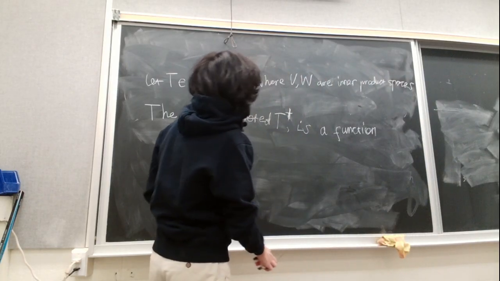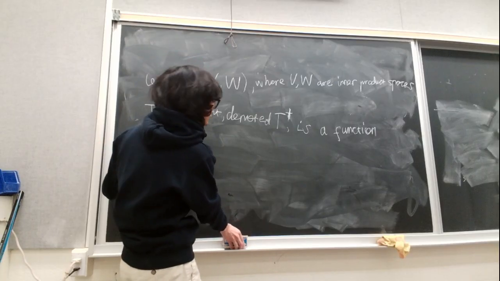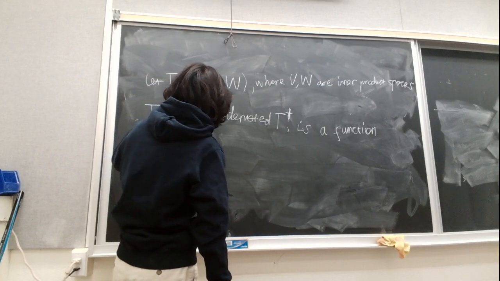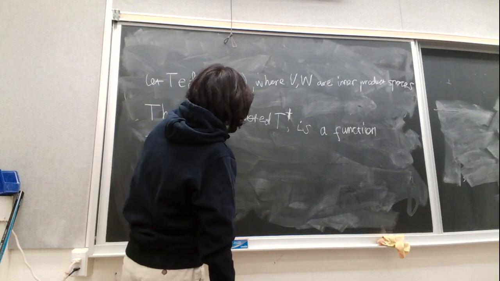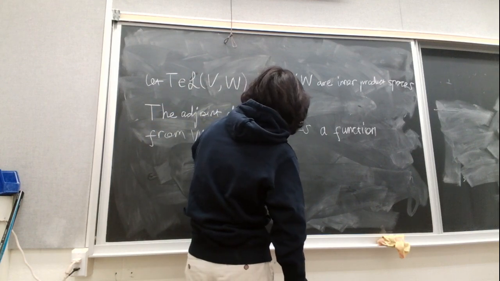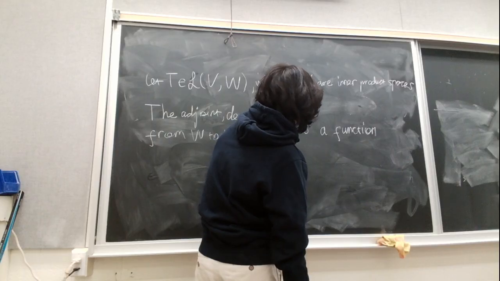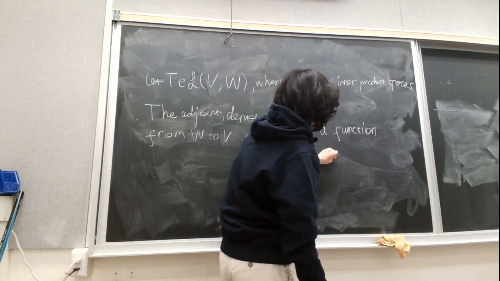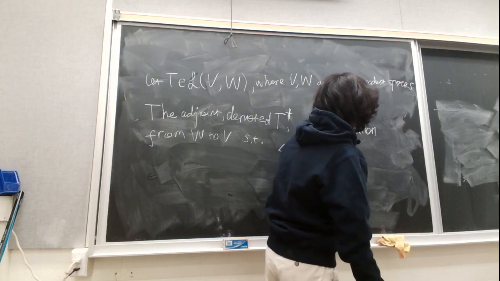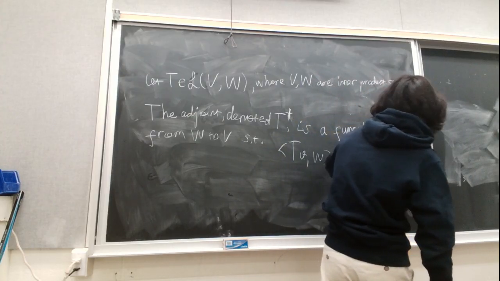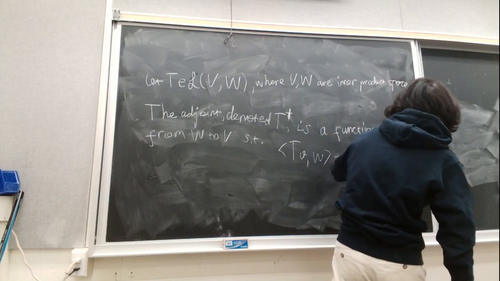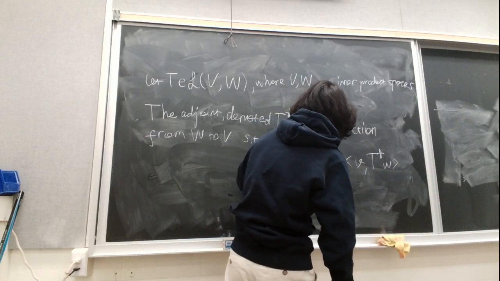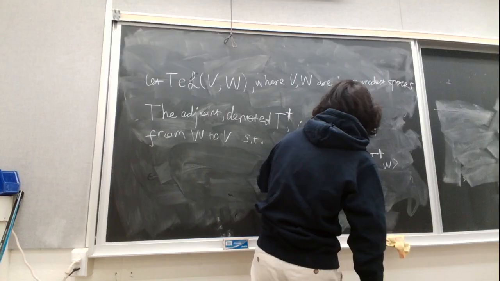So the adjoint is a function from W to V such that the inner product of Tv with w is equal to the inner product of v with T dagger w, for all v in V and w in W.